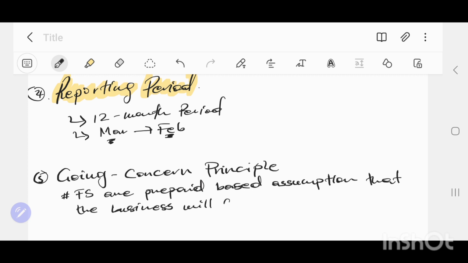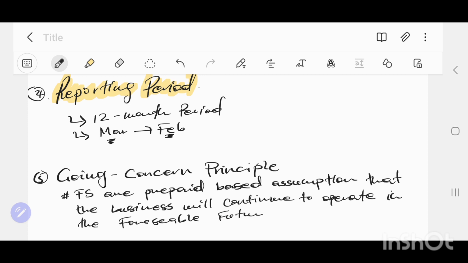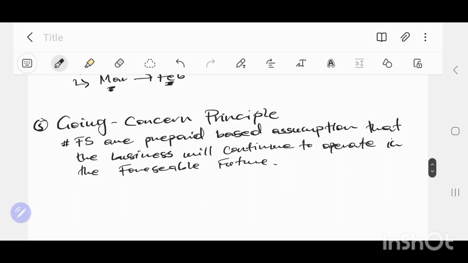will continue to operate in the foreseeable future. So think about this, guys. Our financial statements are prepared based on the assumption that the business is going to continue to operate in the foreseeable future. So think about that statement.